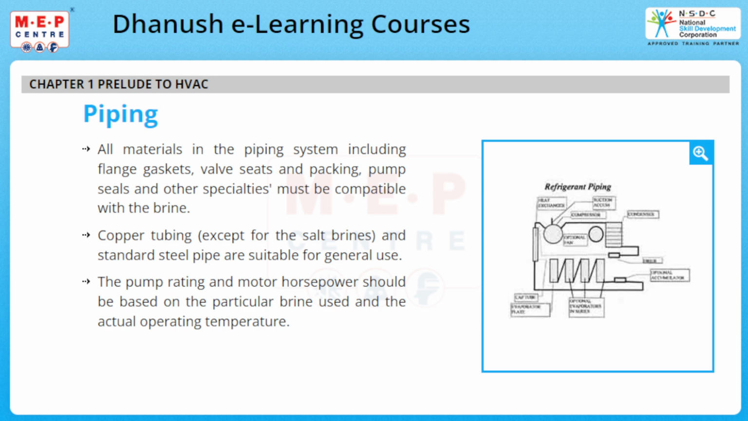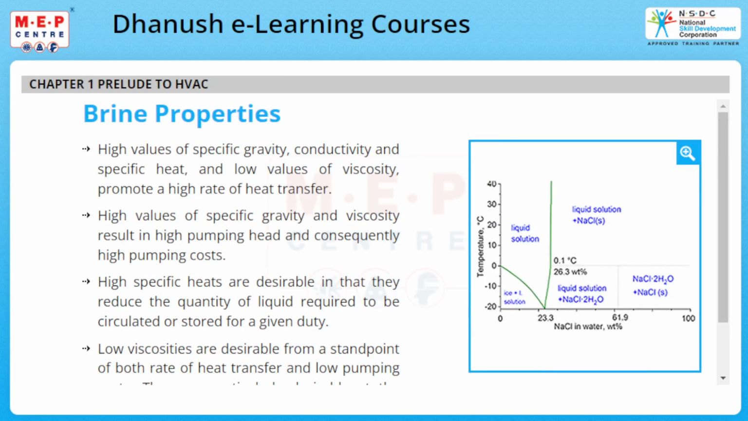Next, let's look at the properties of brine. High values of specific gravity, conductivity and specific heat, and low values of viscosity promote a high rate of heat transfer. High values of specific gravity and viscosity result in high pumping head and consequently high pumping costs.